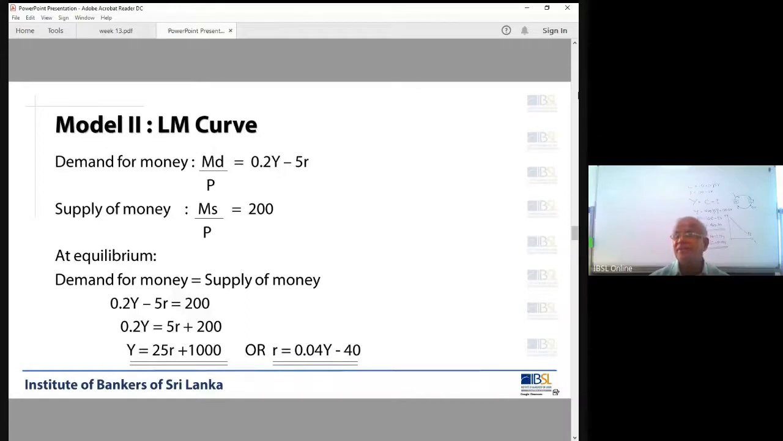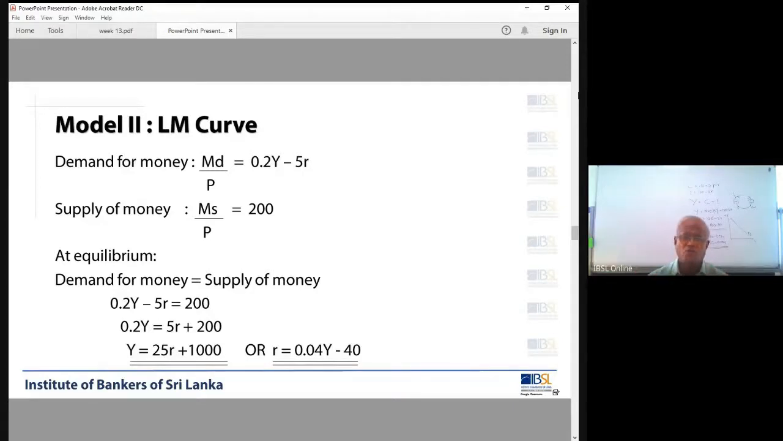Now, to derive the LM curve is very easy, compared to the IS curve. At equilibrium in the money market, demand for money equals supply of money. If you have excess supply of money, there's a problem. Excess demand exceeds the supply, or excess supply of money, that is bad. Excess demand for money is also bad. At equilibrium, demand for money exactly equals supply of money.